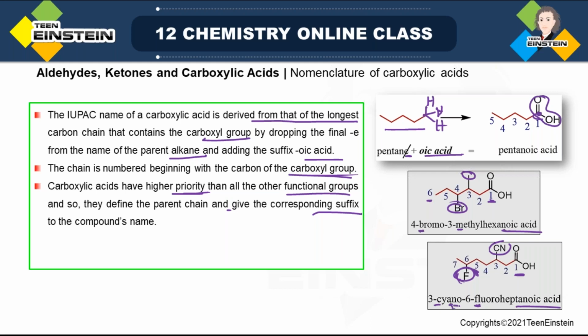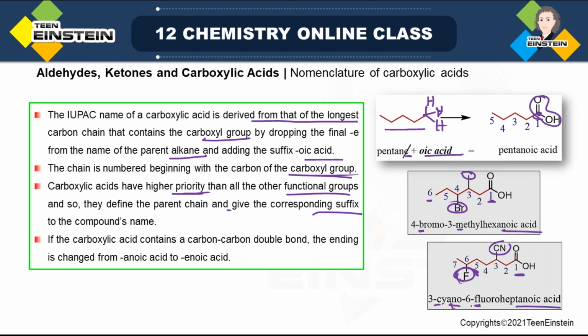And if you are thinking why not nitrile, the term nitrile is used when cyano has the highest priority, that is when the CN group is used as suffix. But when it is a prefix, we cannot use nitrile. Then you have to use cyano. So that is why it is cyano here, because CO2H has the highest priority, not CN or F. 3-cyano-6-fluoroheptanoic acid.